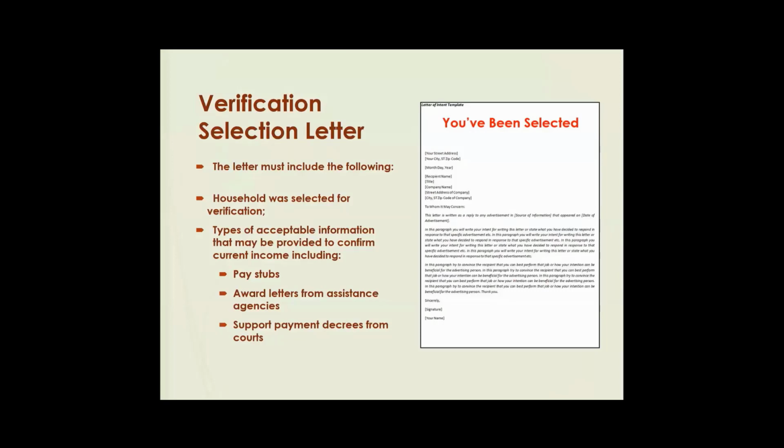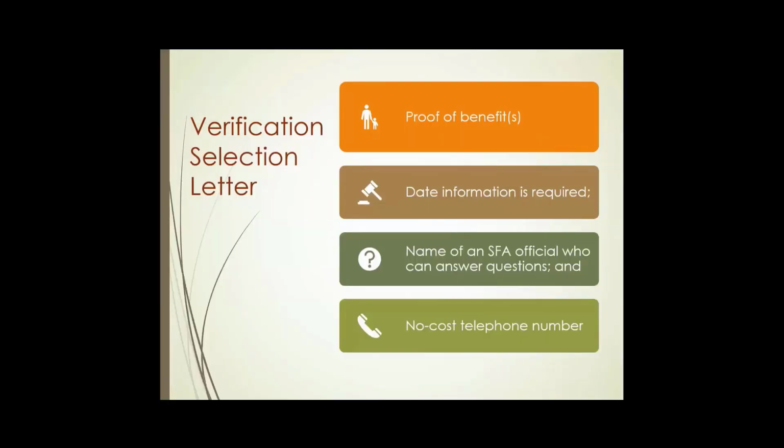You want to let them know that their household was selected for verification. You're providing them with the types of acceptable information that they can provide to confirm their current income, which includes pay stubs, award letters, or support payment decrees from courts. You want to let them know that they may also be able to provide proof that a child or any household member is receiving benefits under the assistance program instead of providing income information, or they can provide proof that a child is otherwise categorically eligible. The documentation of income or receipt of assistance may be provided for any point in time between the month prior to application and the time the household is required to provide income documentation.